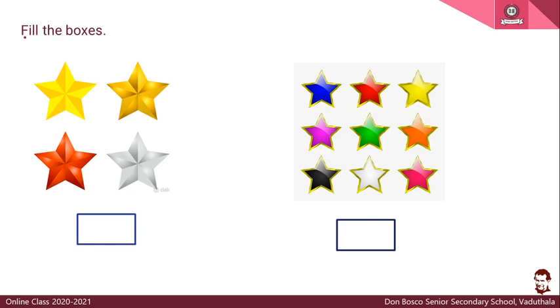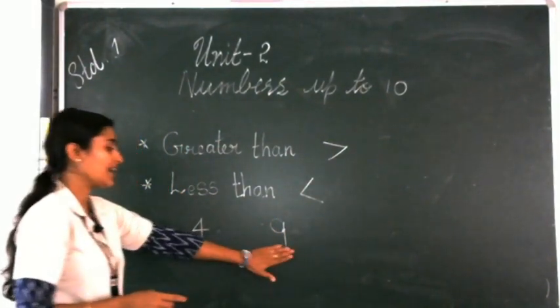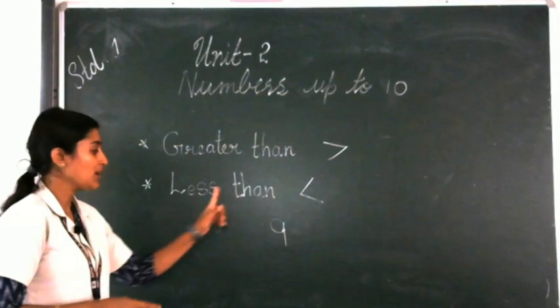Okay, can you count? Take one paper and write yourself how many stars there are in the first picture. Did you count? Yes, that is 4. Very good. And how many stars are there in the second picture? Count yourself. 1, 2, 3, 4, 5, 6, 7, 8 and 9. So here you can see 2 numbers, 4 and 9.